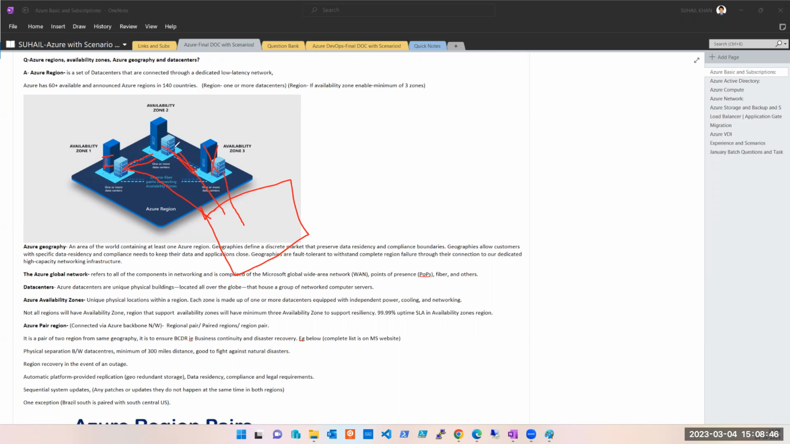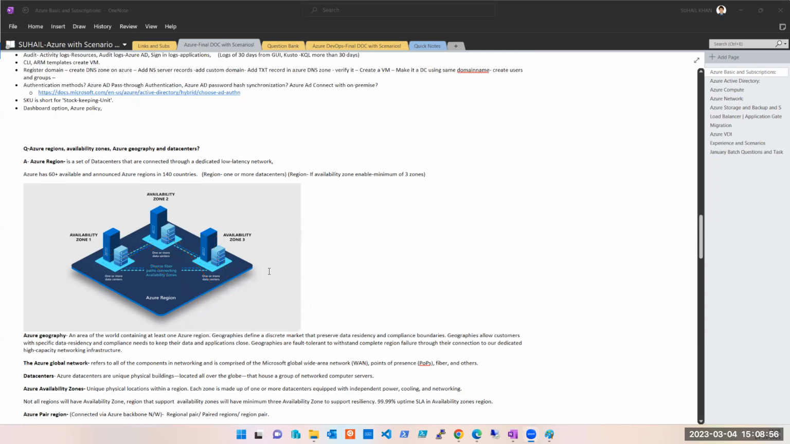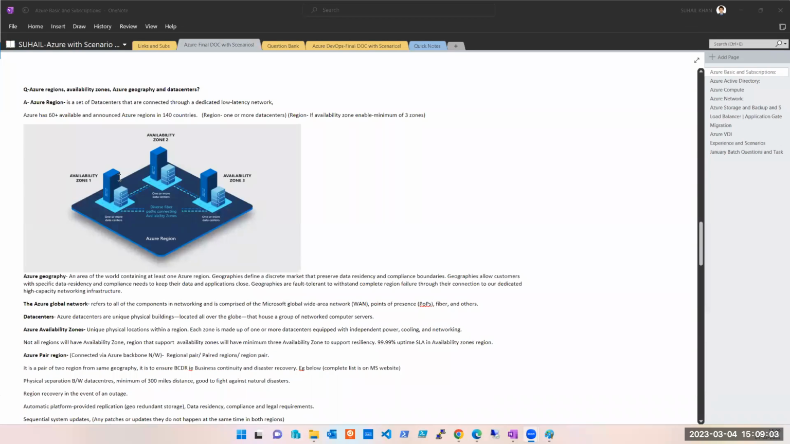Yes, sir. Okay, so now before I move ahead, I'll just quickly summarize a few things. Azure geography we discussed, region we understood, availability set we understood, availability zone we understood, SLA we understood. Now my question was: do all regions have availability zones? No. Do all regions have availability sets? Yes.